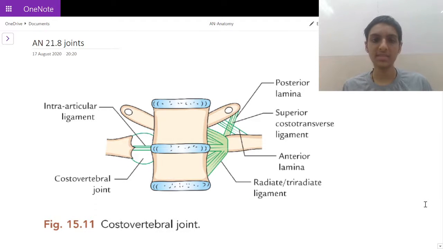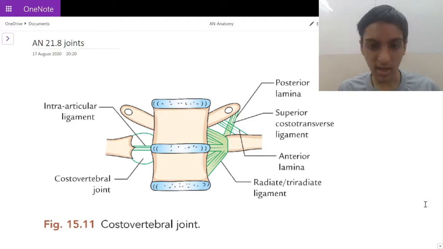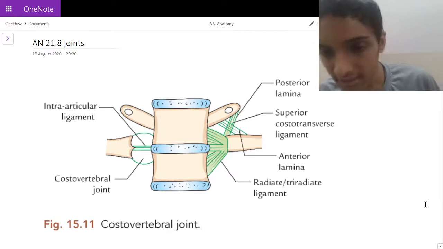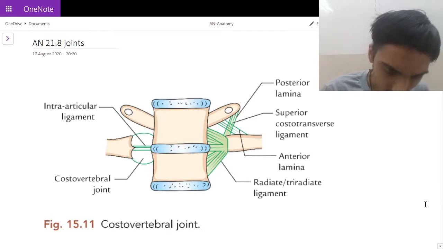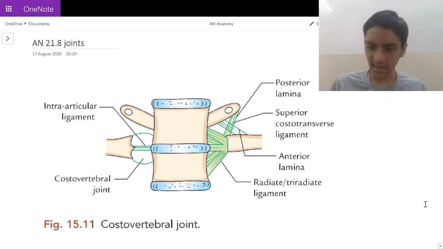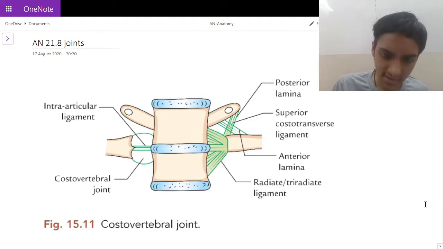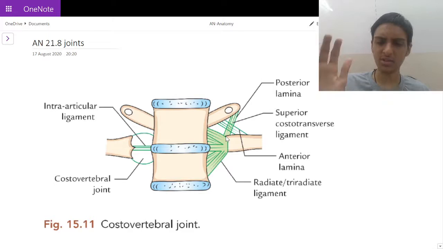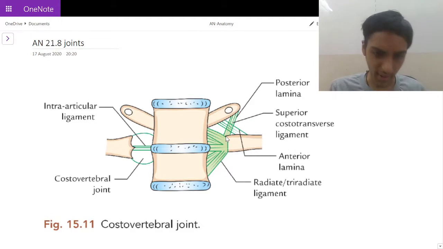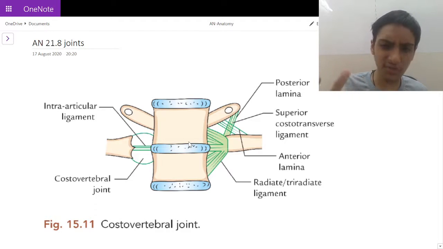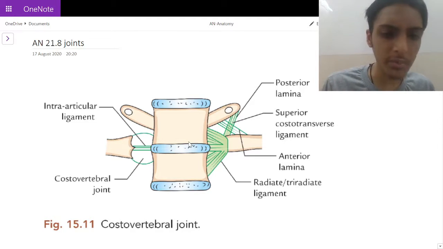Hello friends, in this video we'll talk about some important joints of the thorax. So first here is the costovertebral joint. These are also a variety of the synovial joints, the articulation surface. So you just have to know the type, articular surfaces and movements. That's it, because these are not joints of very much importance.